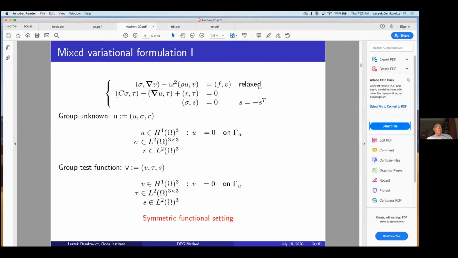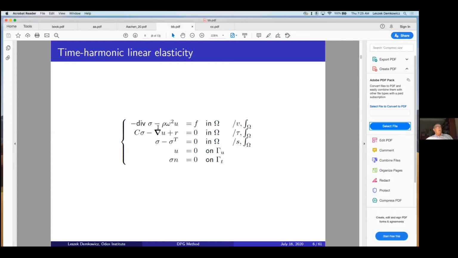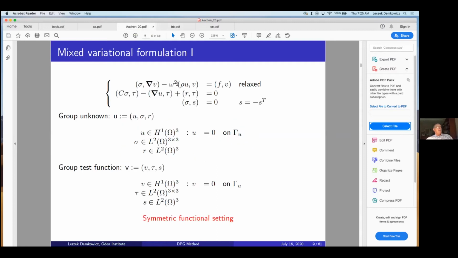Now, the relaxation is not only about integration by parts, but it is also about building the boundary condition into the formulation. When you integrate this equation by parts, you get a boundary term that corresponds to tractions. And if I had a non-zero right-hand side in the traction condition, this traction term would show up here on the right-hand side. But for simplicity, we have it zero, so it doesn't show up.